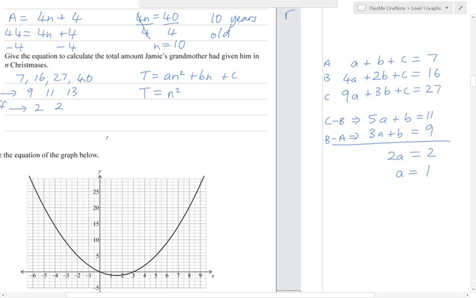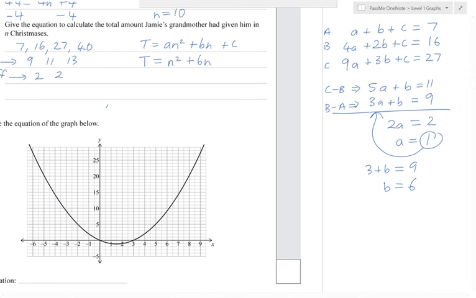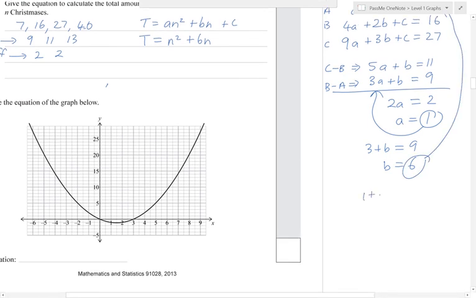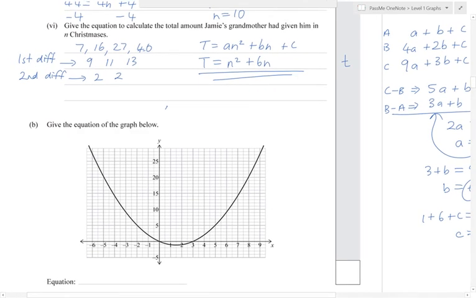Now we need to work out b. So I'm going to put this back into my original equation instead of a. So that gives me 3 plus b equals 9. So b equals 6. So I can put 6 into b. Now I'll put them both back into our original equation instead of a and b. So I've got 1 plus 6 plus c equals 7. And so c equals 0. So I don't need to write anything for c. And so that's our equation for our total sum. Now, if you get all that, that's T30 extended abstract thinking.